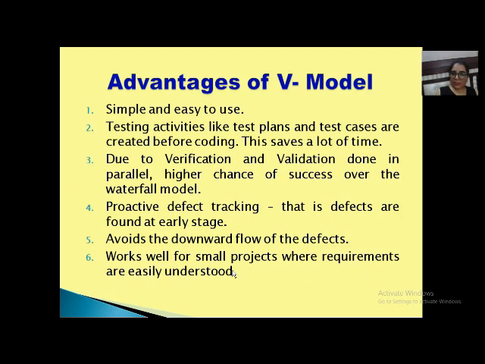Now we'll talk about the advantages of the V model. It is basically simple to use, because verification and validation get done in parallel, and you have a complete linear sequential model, as it is an expansion of the waterfall model. Testing activities like test plans and test cases are created before the coding. This saves a lot of time, because in parallel the test plans are getting ready as per the need of each and every phase. Testing is basically a complete subject in itself, in terms of how test plans are created. There are different methodologies of creating test plans also, and they are to be studied in depth.